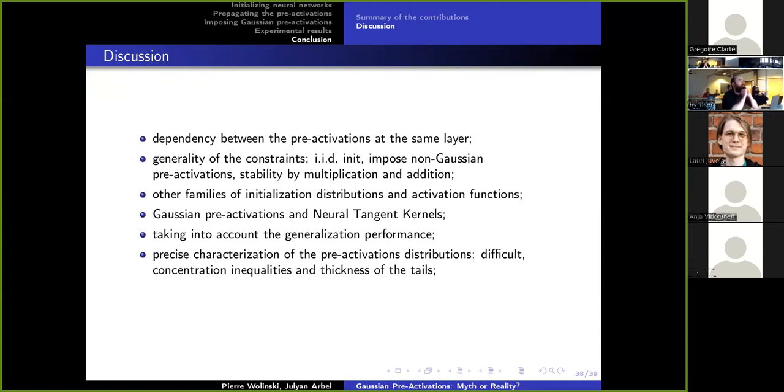And maybe the most difficult in this case is finding a way to keep the preactivations Gaussian. It's a way to avoid a problem that is much more difficult to solve, that is finding a very precise characterization of the preactivation distributions at initialization. It's very difficult. We know some things about the tails of the preactivations, about their concentration, but when we do propagation, it's very difficult to keep a very precise characterization. And is it desirable to have Gaussian preactivations? We did not answer this question here, but we have built a framework where it will be possible to make some progress on that question.